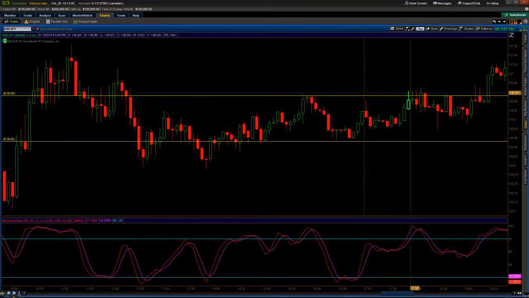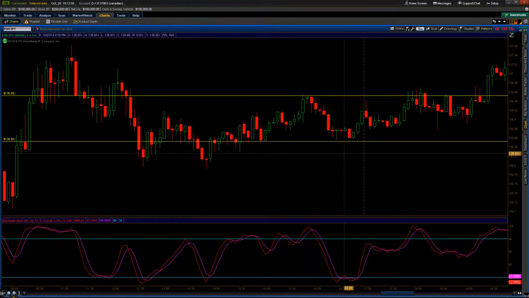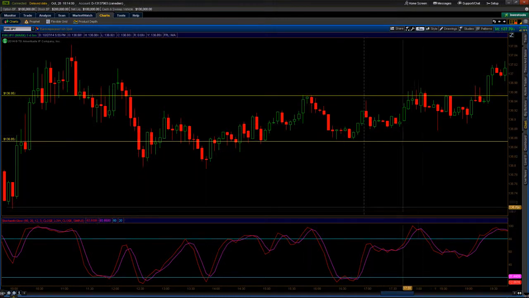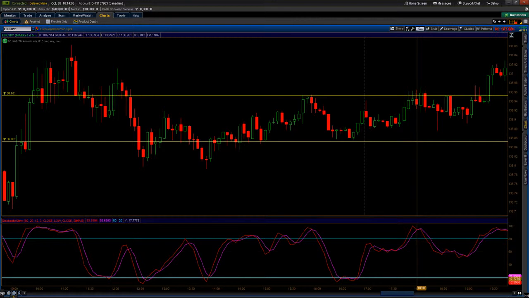Now, in terms of stochastics, when it approaches support and resistance, watch your stochastics and see if it's overbought or oversold. Setting-wise, you want to keep it at 12.3 if you're using thinkorswim, or 12.33 for MetaTrader. At this resistance here, it was overbought, so eventually it's going to come down. You just don't know how far it's going to come down and how long it's going to come down for, so that's why you want to be a little conservative.